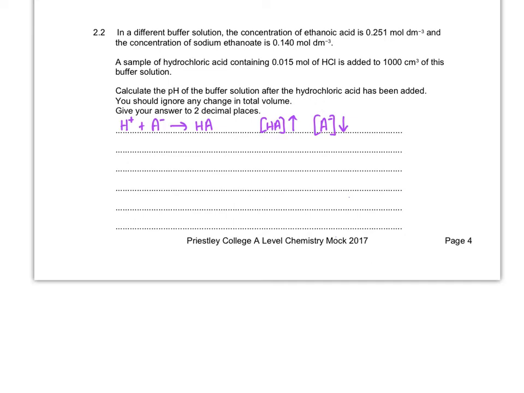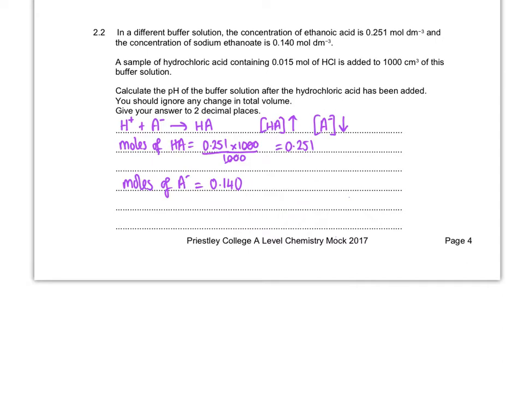So let's work out the original moles of each and then how many are going to have been used up or how many are going to be added. This is one of the reasons they've given you a decimeter exactly, because it means that when we work out our moles, it's going to be the same as the concentration. So I can do the same for the moles of A minus, and that's just going to be 0.140.